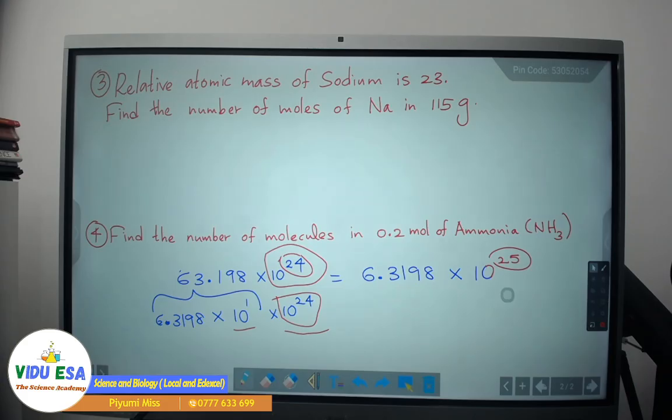Yes, try about the molar concept and how the equation that I gave to calculate the number of moles.